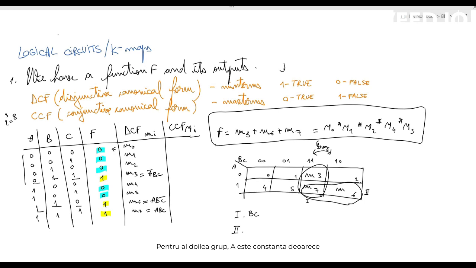Now, for the second one, A is constant because at 7 and at 6 we have A, and it is true because it is 1. Also for B and C, they are not negated because we have 1. And now, we are going to look on the column. So, what is constant here is this 1, because this part is changing when we are looking at 7 and then at 6. This is not constant, only this one, which is B. So we can conclude that our function simplified is AB plus, because we are working with min terms, plus BC.